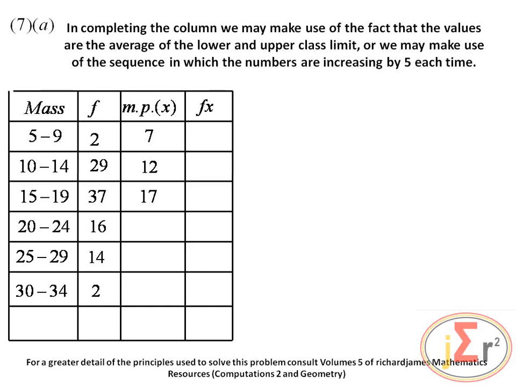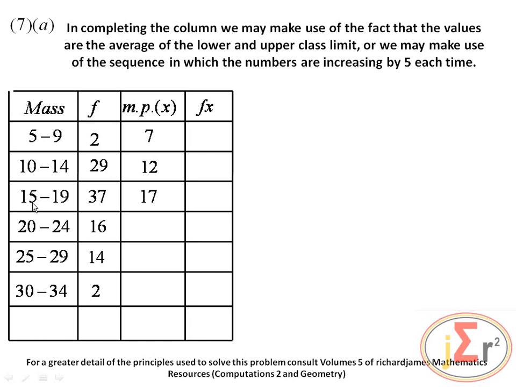In completing the column, we may make use of the fact that the values are the average of the lower and upper class limits. That is how we get the midpoint values. The midpoint values are determined by adding the two limits and dividing the result by 2.